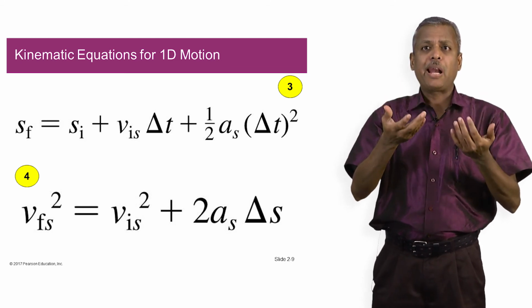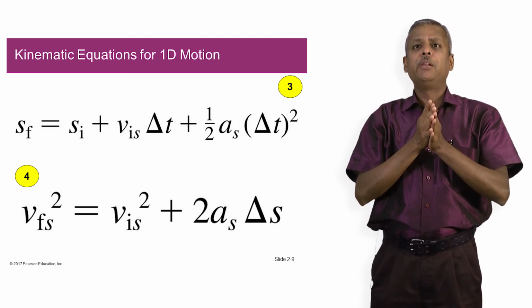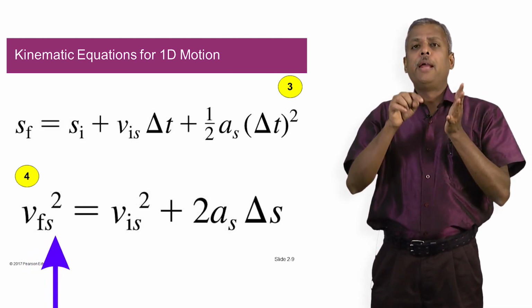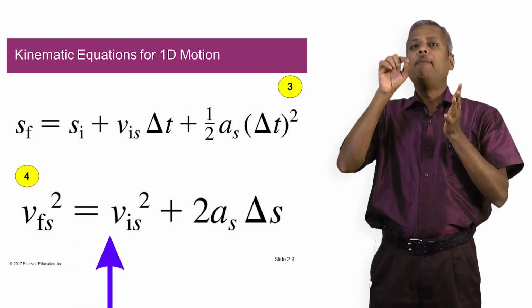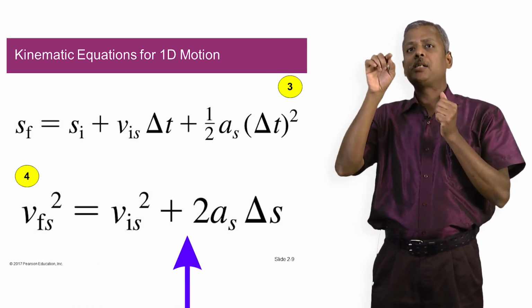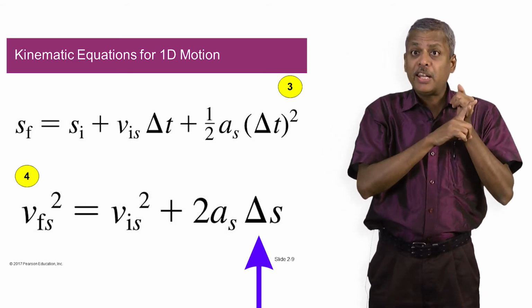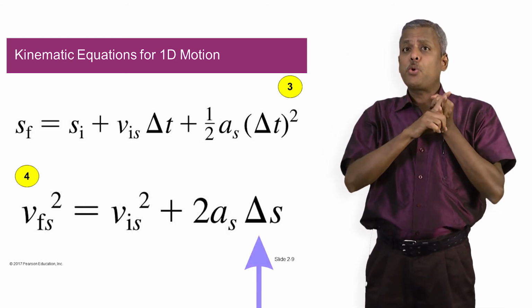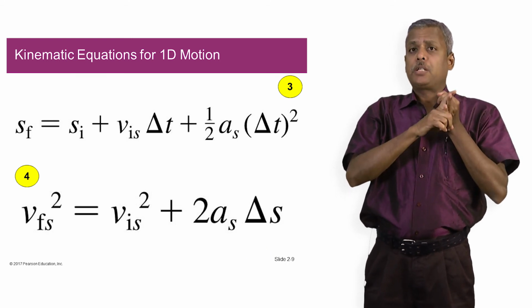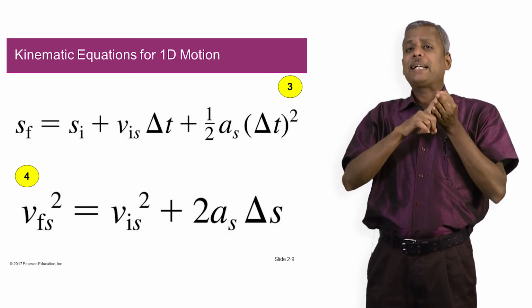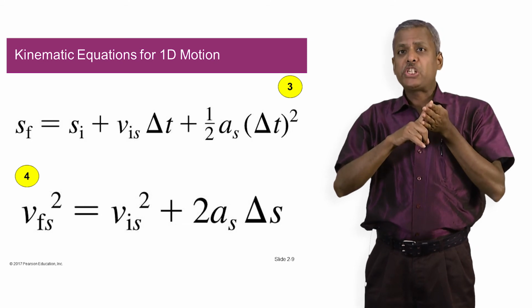Now, the fourth equation is a simple substitution. I do not want to derive it, but I can give you the equation: V final square is equal to V initial square plus 2As delta S. V final square is the final velocity squared, V initial square is the initial velocity squared, plus 2 times acceleration times my change in position, that is delta S.